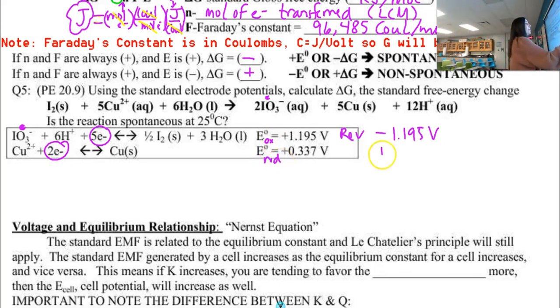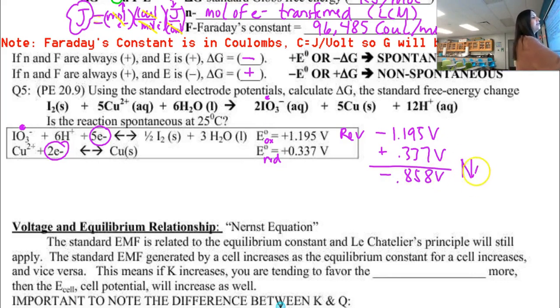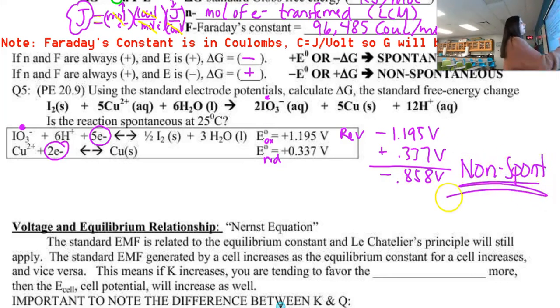And so this is a positive 0.337 volts. And when you add those together to get your cell voltage, we get a negative 0.858 volts, which means it is non-spontaneous. So remember, this is our E cell. You want your E cell to be positive in order to have a thermodynamically favored reaction. Okay, so I just wanted to show you a little bit of that.